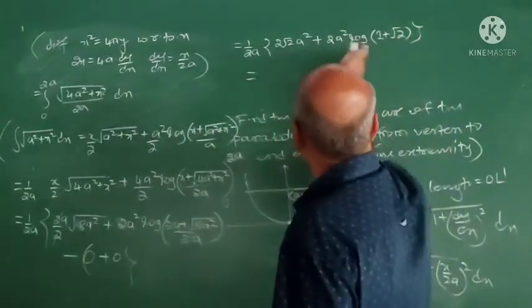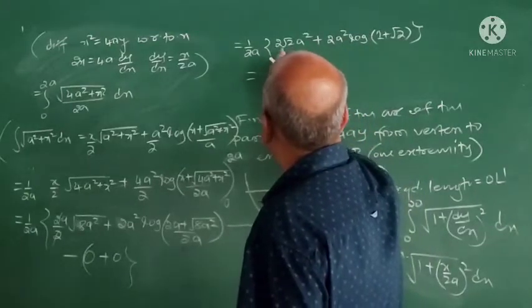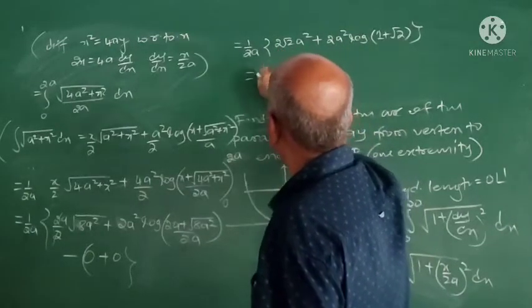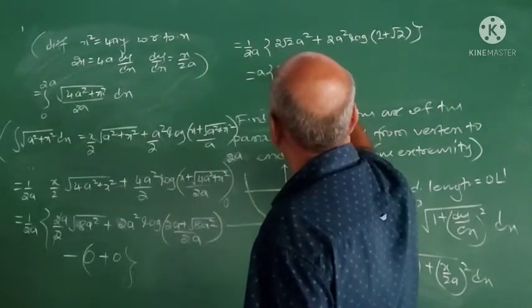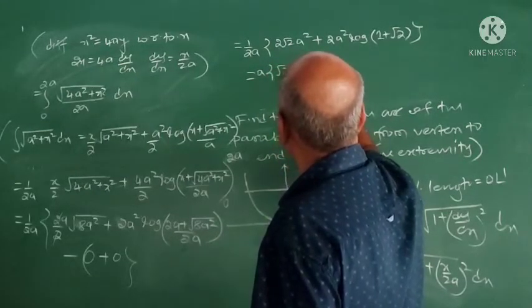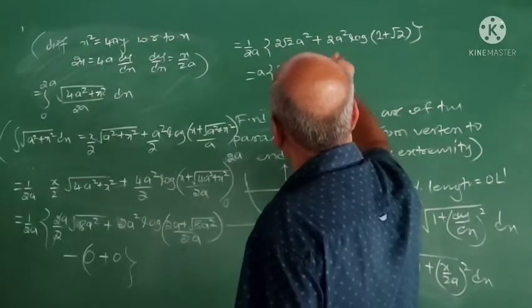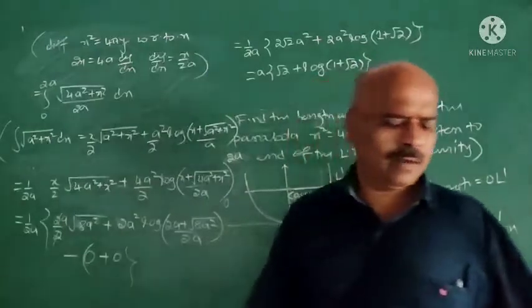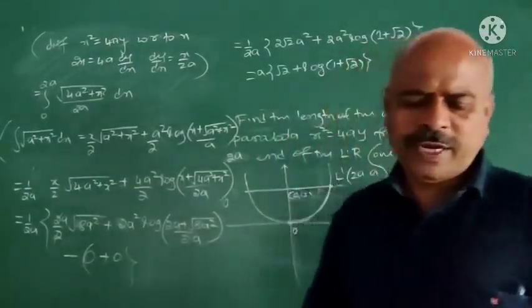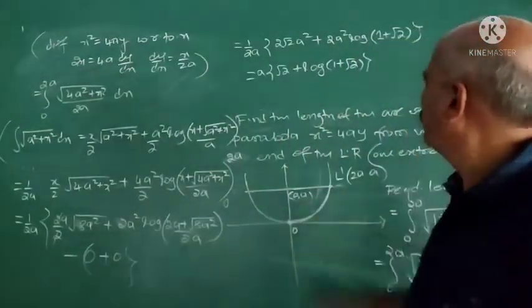Therefore, take 2a common again. 2a common, you will get a remains here, a into root 2 plus log of 1 plus root 2. Am I correct here? Verify again. A into root 2 plus log of root 2 plus 1.